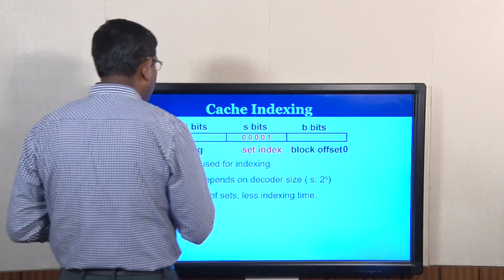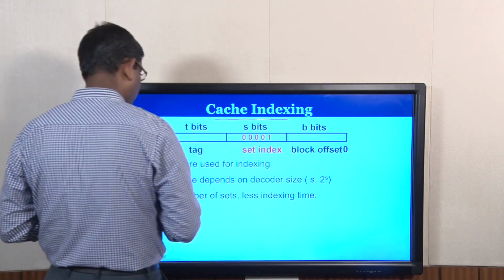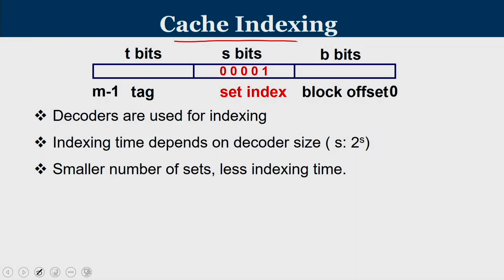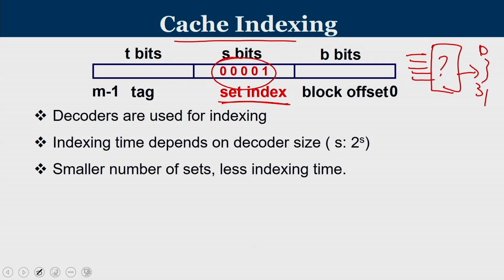So, this is cache indexing. Let us look at the address. Our first duty is to find out the set index, which is a few number of bits. In this case you have 5 bits, which are passed on to a unit, and they will choose one among the 32 sets. So, it is basically a 5:32 decoder.